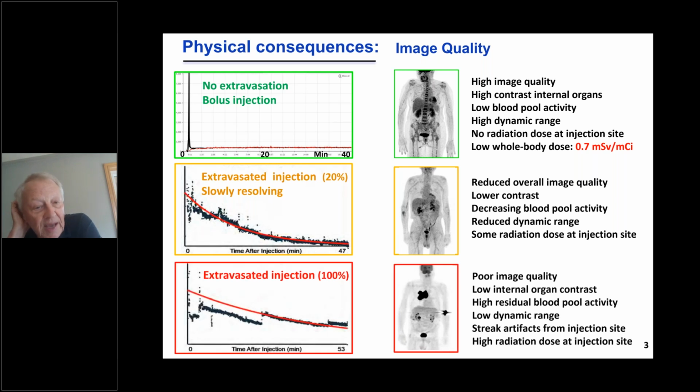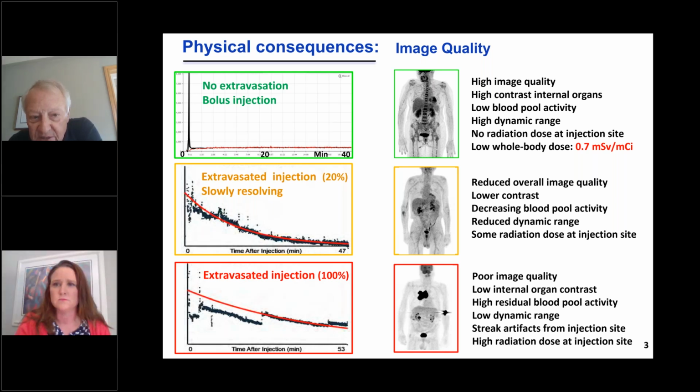And then finally, when the extravasation is severe, maybe up to 100%, so the entire dose is left at the injection site and then slowly leaks into the circulation, you'll have very poor image quality, low internal organ contrast, high residual blood pool activity, poor dynamic range, and of course the high activity at the injection site can result in streak artifacts from the process of reconstruction, and also potentially a high radiation dose at the injection site, since it's not distributed throughout the body and is only slowly absorbed into the circulation.